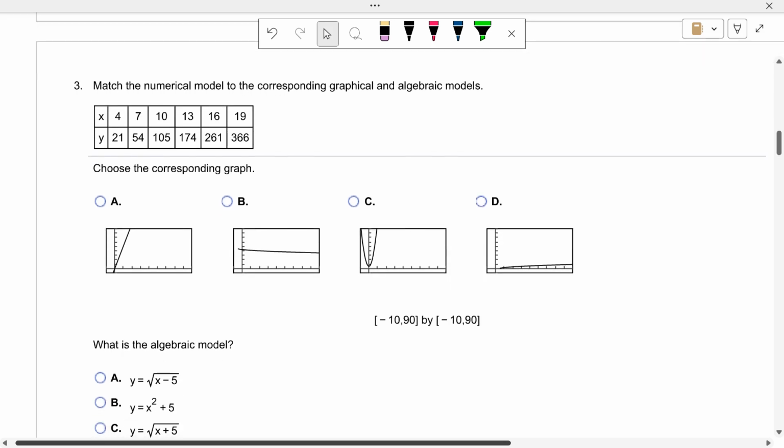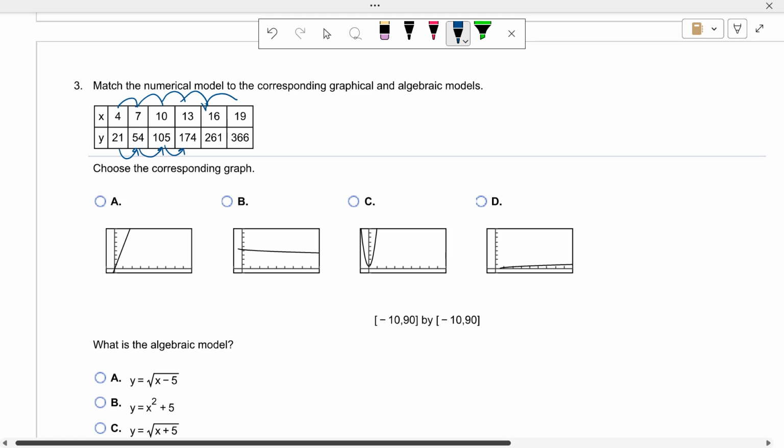All right. Up by 3, up by 3, up by 3, up by 3, up by 3. Up by 33. Up by 51. Up by 69, and so on. Is that consistent? No. So it will make a curve of some kind.